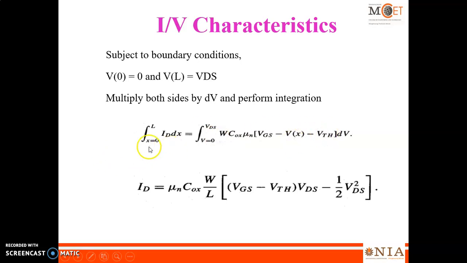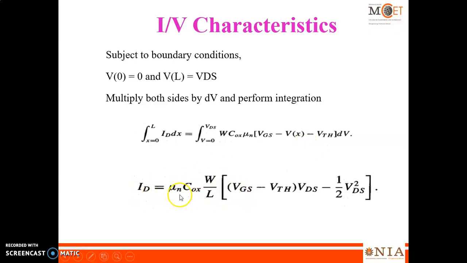Observe this equation: ID dx. Here I am applying my integration from x equal to 0 to L, and the voltage limit 0 to VDS, and here the same equation: W COX, W mu n multiplied by VGS minus V of x minus VTH, multiplied by dV. Now you perform the integration, which results in this equation.